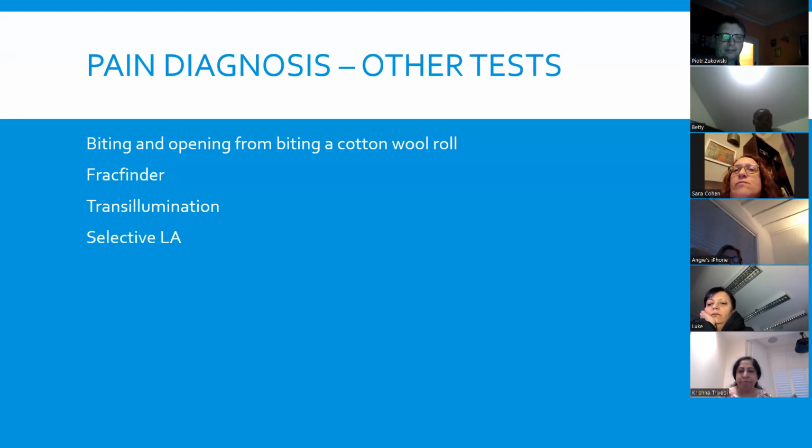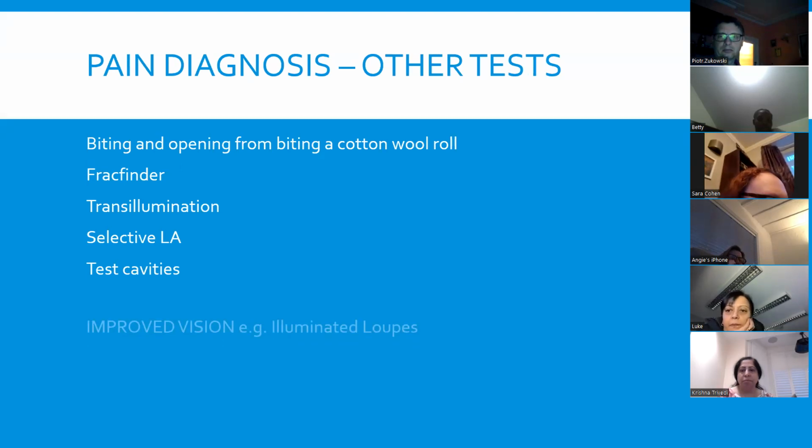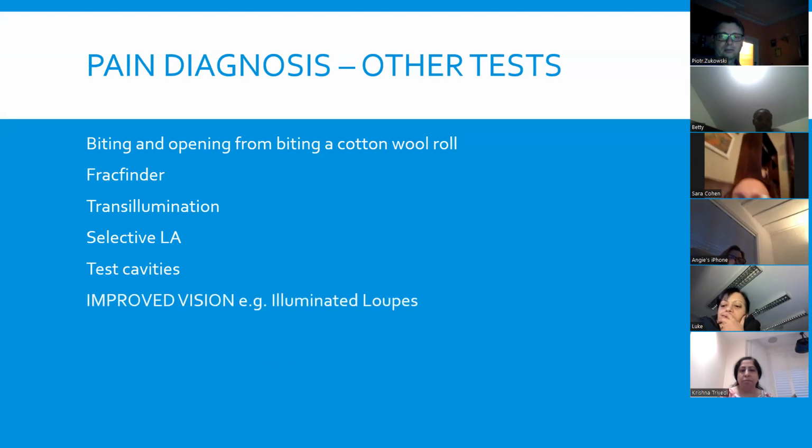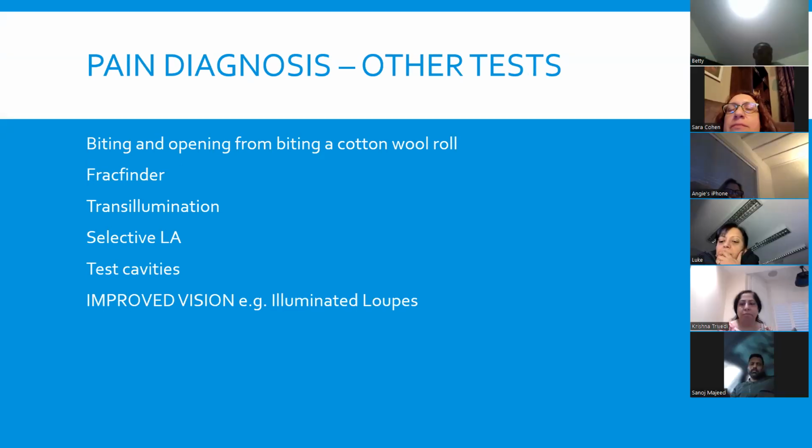Selective local anaesthesia sometimes can be helpful. It's usually, though, as a plan to actually treat something. Test cavities. I do these from time to time where I've got a tooth that I think is non-vital. Well, I'll drill into it and we'll find out for sure. Improved vision. Illuminated loupes, definitely worth getting, if you're able to. Microscope's even better, but it's not really practical for everyone to start using one of those.